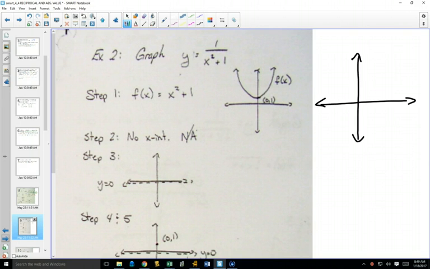Are there any x-intercepts? No. So there will be no vertical asymptotes. Does our graph go up forever or down forever? Yes. So we will have a horizontal asymptote at y equals 0.